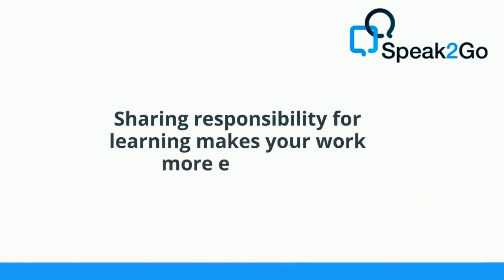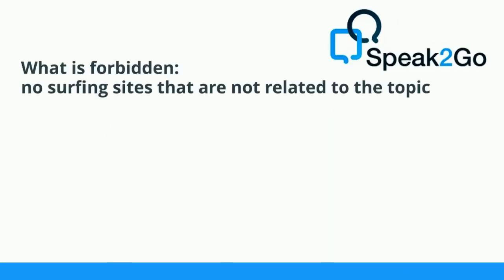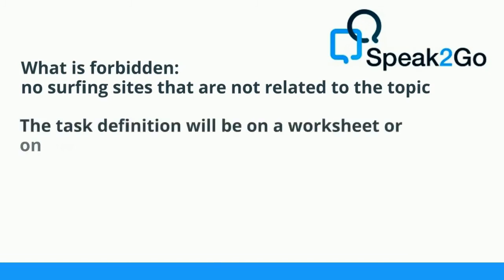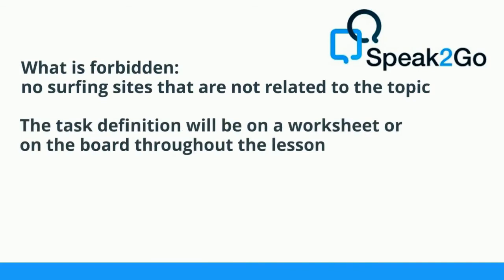Here are some quick class rules that you can establish with your students and maybe have on a list on the board for each lesson. What is forbidden? No surfing websites that are not related to the topic or the game. There's no Facebook, WhatsApp messaging in these classes. Make sure the task definition is visible throughout the lesson by giving out a worksheet or writing it on the board.